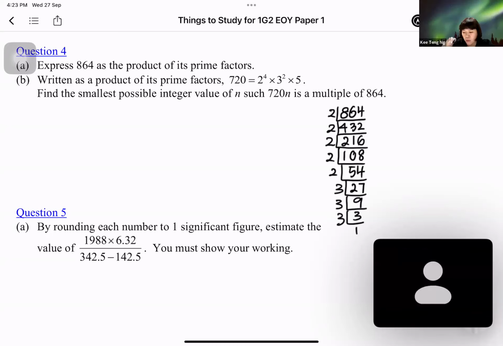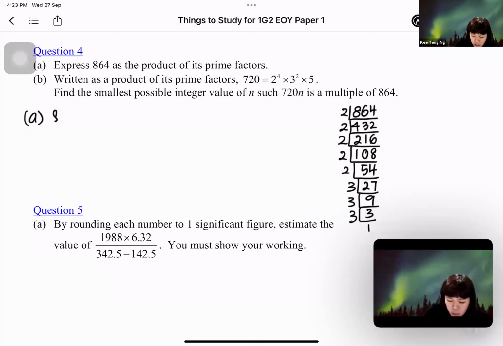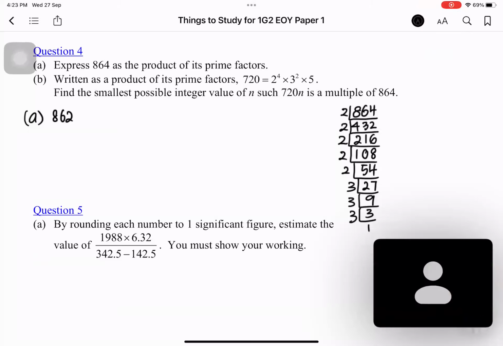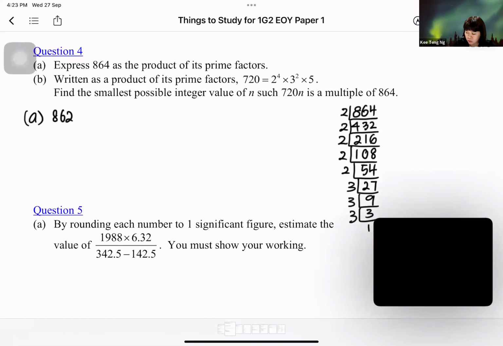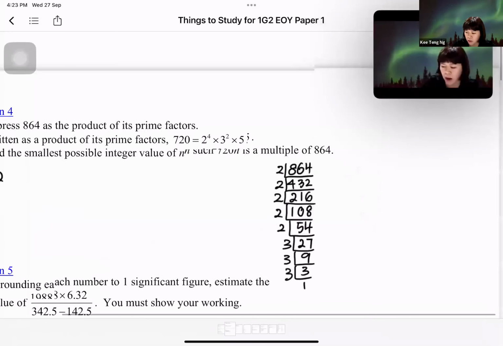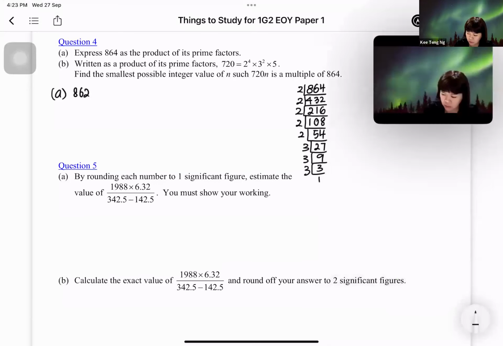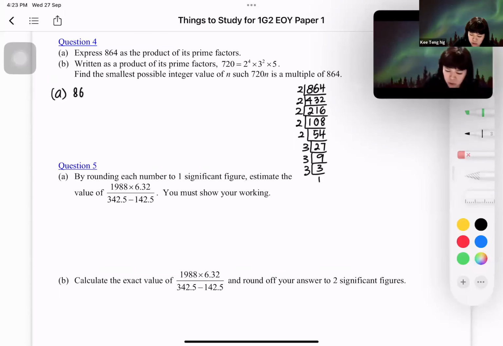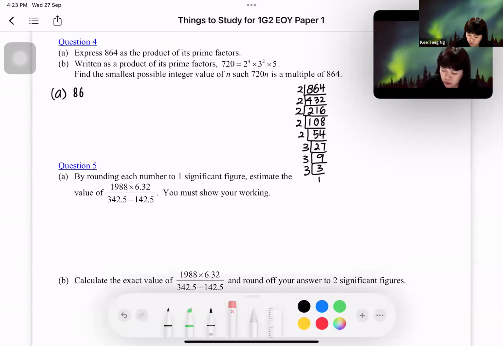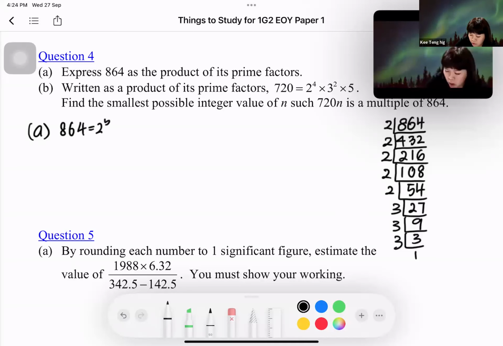Yes. Then can you tell me how to write this answer for 864, Rian? That will be 2 to the power of how many times? 5. 5. And 3 to the power 3. 1, 2, 3, 4, 5, 5 times, right? Wait, I got a mistake. I wrote 864, it should be 864. So this one should be 864 equals 2 to the power 5 times 3 to the power 3. Thank you. Next person.